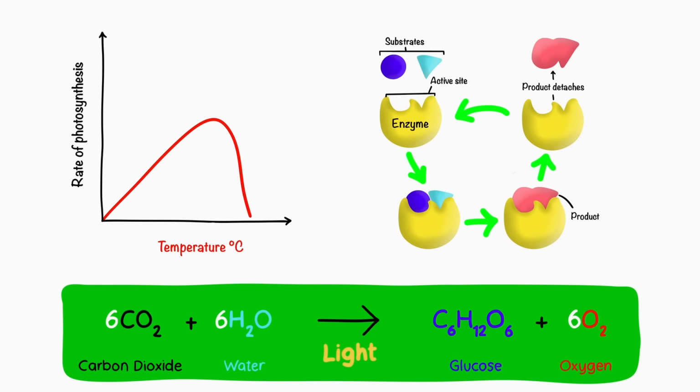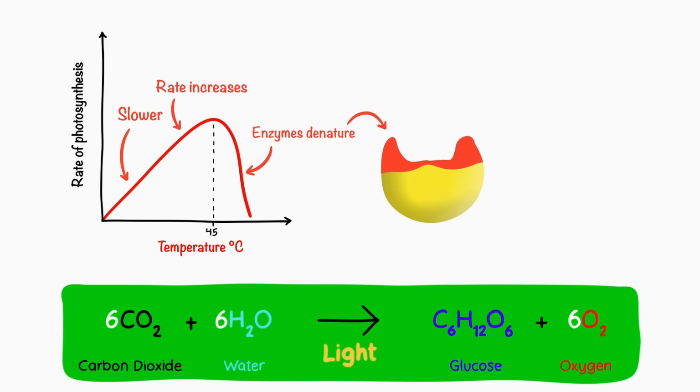Photosynthesis involves enzyme controlled reactions, and these enzymes are affected by temperature. At low temperatures, the enzymes work more slowly, limiting the rate of photosynthesis. As temperature increases, the rate of photosynthesis increases as enzymes work more efficiently. However, if temperatures get too high, for example, around 45 degrees C, the enzymes begin to denature or become damaged. This causes a rapid decline in the photosynthesis rate.